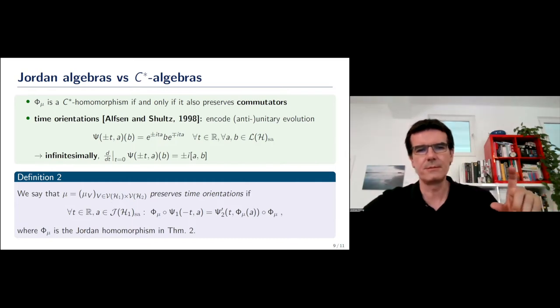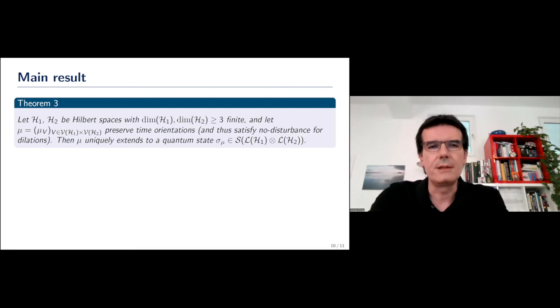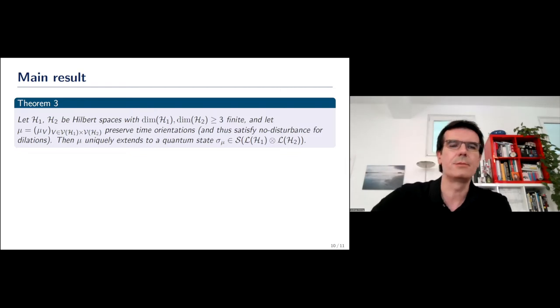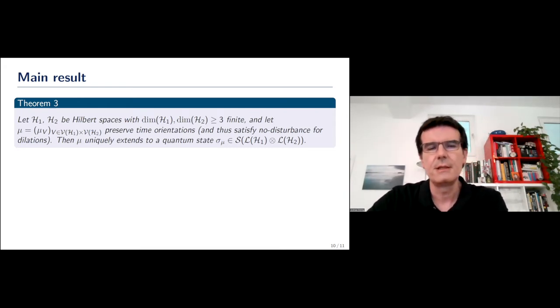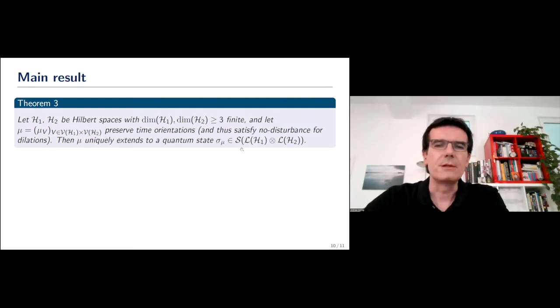So if this Jordan homomorphism is such that we have additionally this condition here, then we arrive at our main result, and it's the following. Again, we have two Hilbert spaces, at least three-dimensional and finite-dimensional overall, and we have a probability measure mu that preserves time orientations, and this means implicitly it also satisfies no disturbance for dilations. Then this mu uniquely extends to a quantum state sigma mu on the Hilbert space of the composite system. So you get a proper state of the composite system from these conditions.